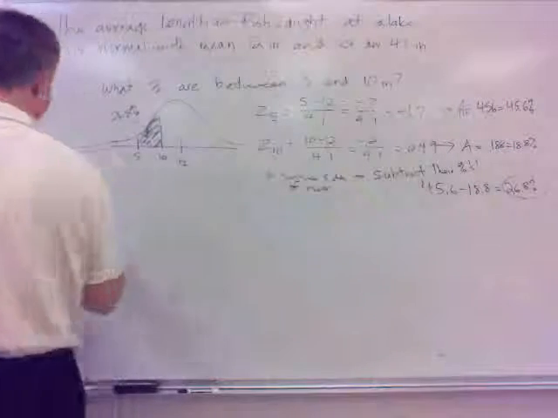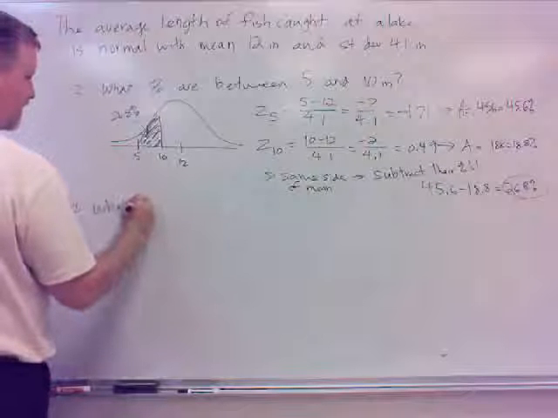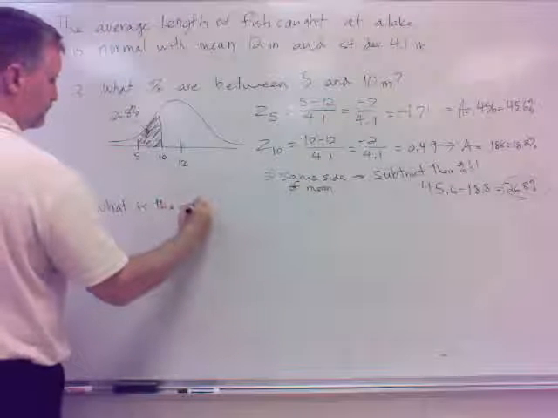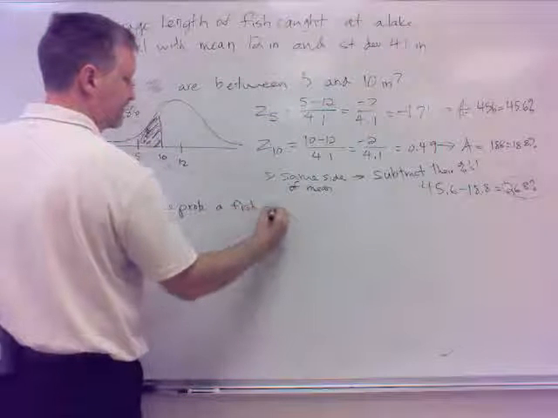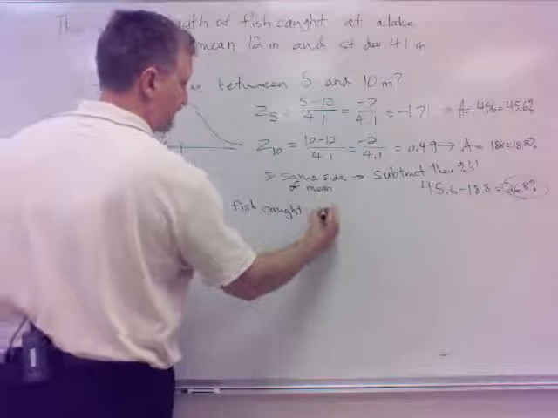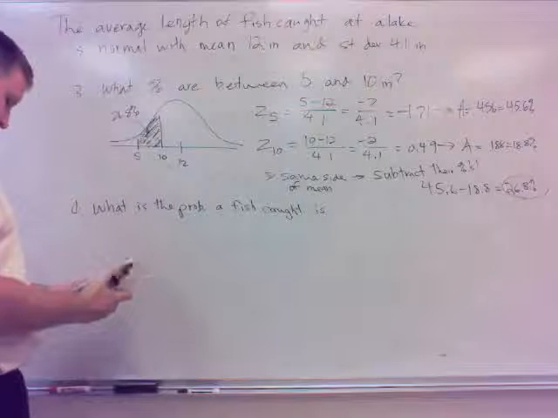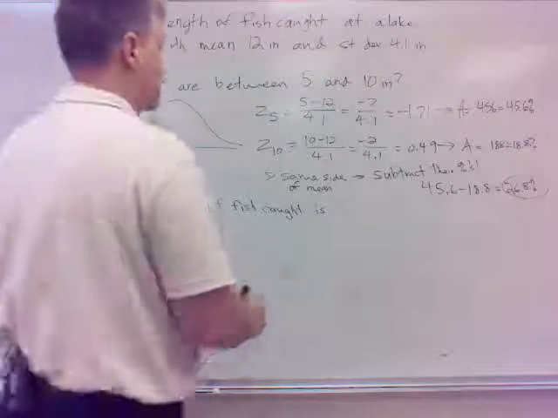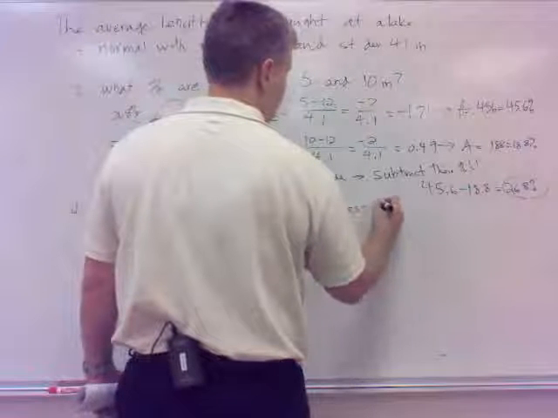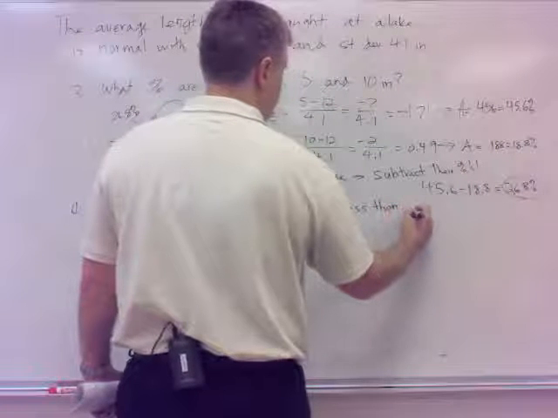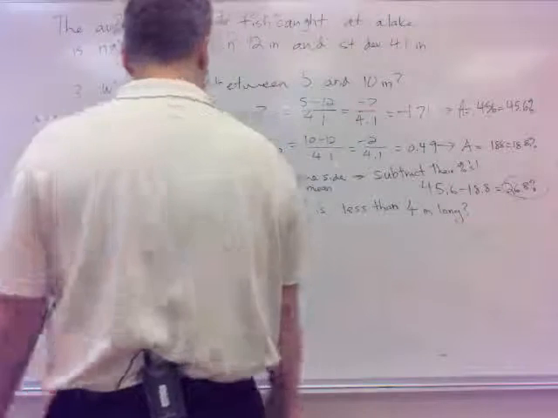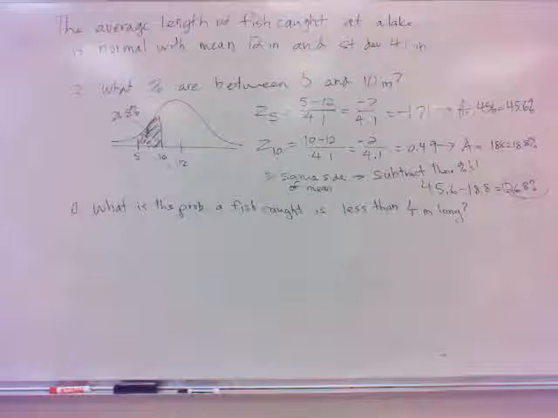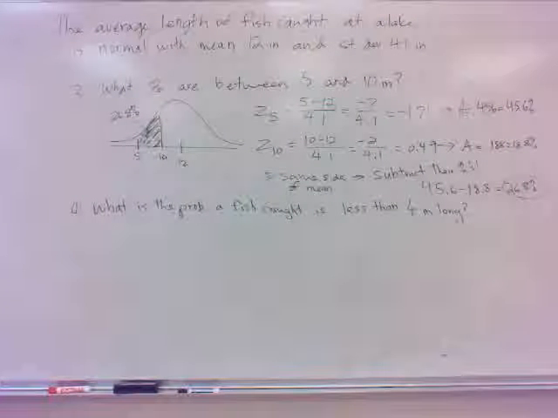Number 4, what is the probability a fish caught at this lake is less than 4 inches long? What's the probability a fish caught at this lake is less than 4 inches long? Uh-oh, we've jumped to probability.